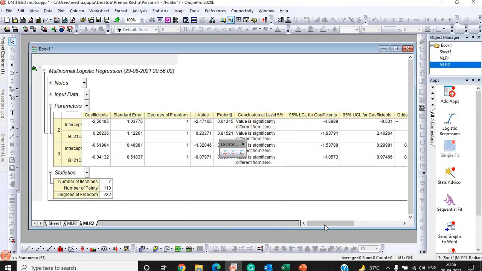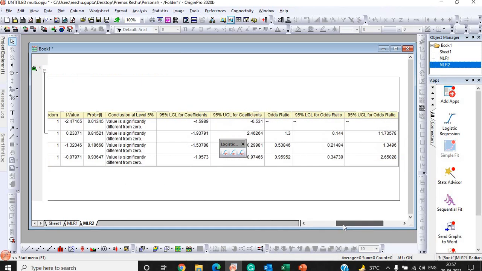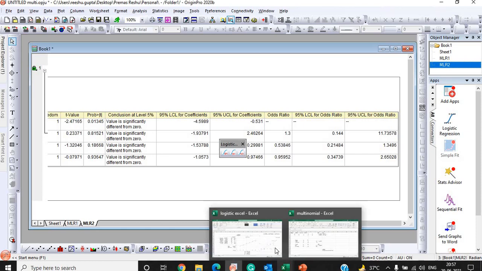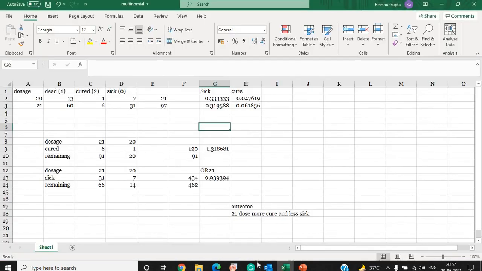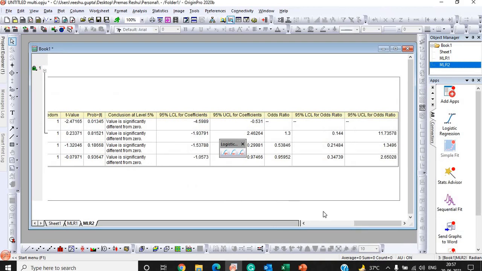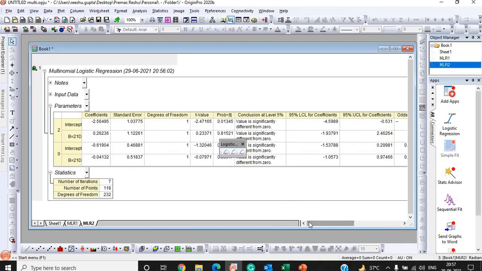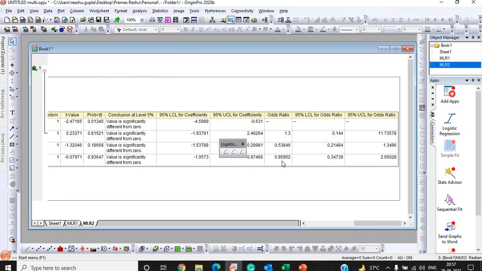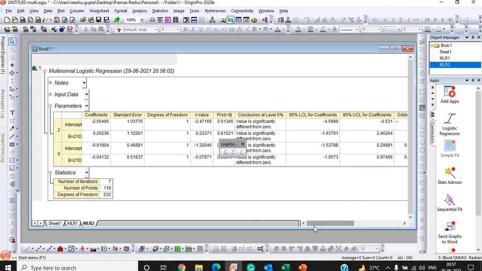2 is for cure. So at the 21 microgram dose, because your reference event is 20, when you are comparing 21 with the 20, you will see 2 is showing a high OR, which is 1.3, and 2 means cure. So the chances of curing the patient when you are giving a 21 microgram dose are high. And for the chances of being sick, the OR value in the sick portion is 0.95. The chances of being sick when you are giving patients a 21 microgram dose is quite less.